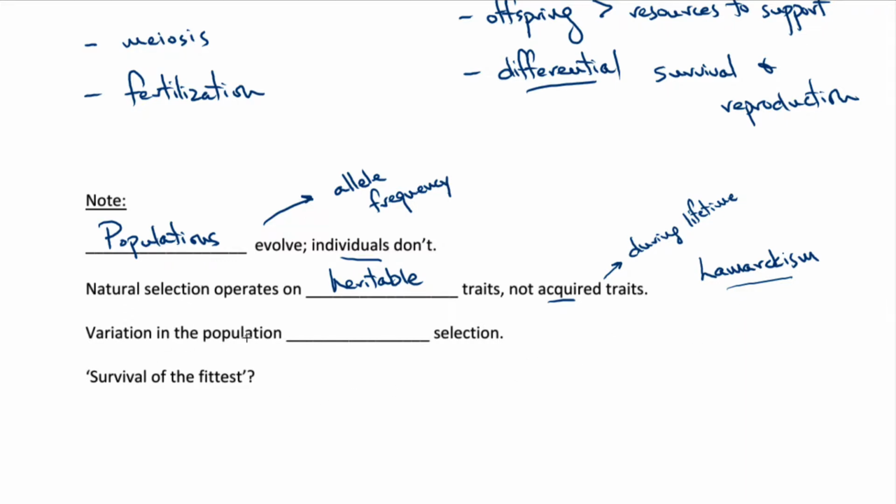Also, variation in the population pre-exists selection. In our example, we had shorter and taller blobs to begin with. If there was no variation in the population, if they were all short or all tall, there would be no evolution by natural selection because there would be no variation for that selection to operate on.